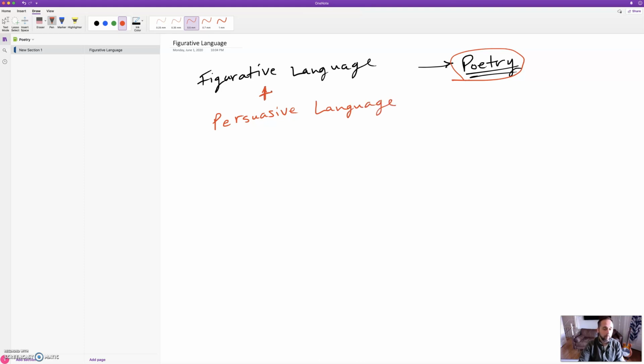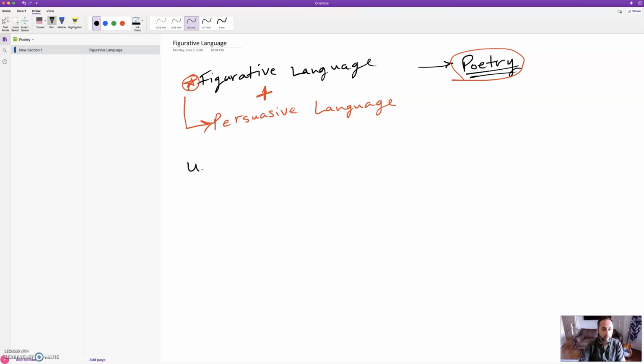Okay, so we want to keep in mind that you're going to be building from the beginning of the unit with figurative language, and then you're going to want to carry that through and add that to the persuasive language component when you come to do persuasive speech. You'll want to be incorporating figurative language into your persuasive speech as well.